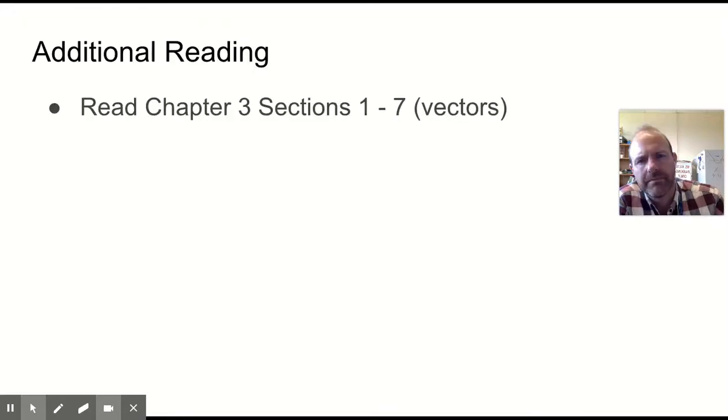You can do some additional reading on vectors in Chapter 3, Sections 1 through 7, and we'll do some conceptual practice problems when we get together in class.